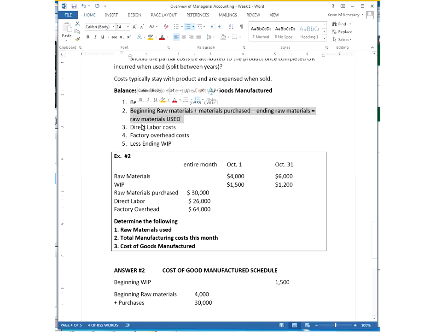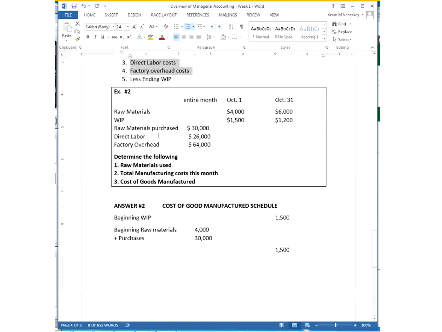And then I need to add in all the new materials that I'm bringing in for new bats that I'm making this month. I'm going to finish up making these old ones that I've already started, and I'm going to make some brand new ones start to finish. And then I'm going to have some down here that I've started but I just haven't finished yet. And so those are going to be my next month's beginning work in progress, whereas this month they're my ending work in progress. And then of course, besides the materials, I'm going to have my other 2 items, my direct labor and my factory overhead costs that I'm going to need to factor in.